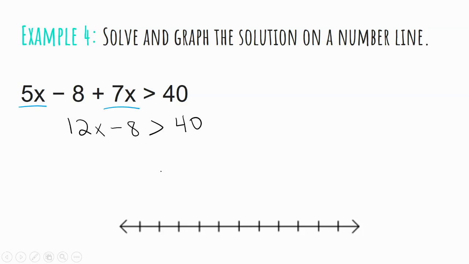Okay, so be careful with these. Sometimes you may have to combine like terms or simplify before you start solving. So once again, I'm going to add 8 to both sides.